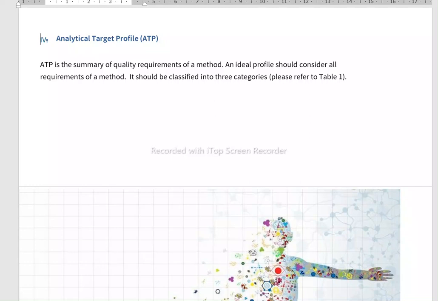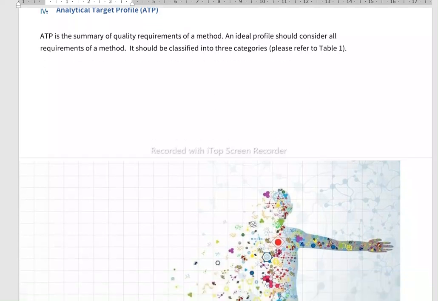So what is the ATP? ATP is analytical target profiling, the summary of the quality requirements of a method. An ideal profile should consider all requirements of a method. It should be classified into three categories, which should be categorized in Table 1.